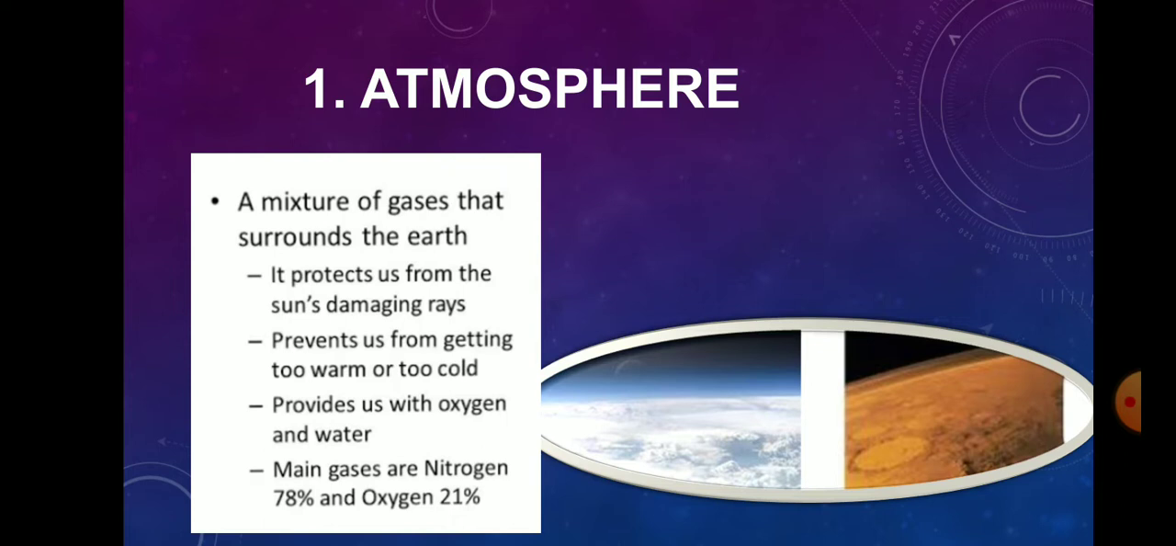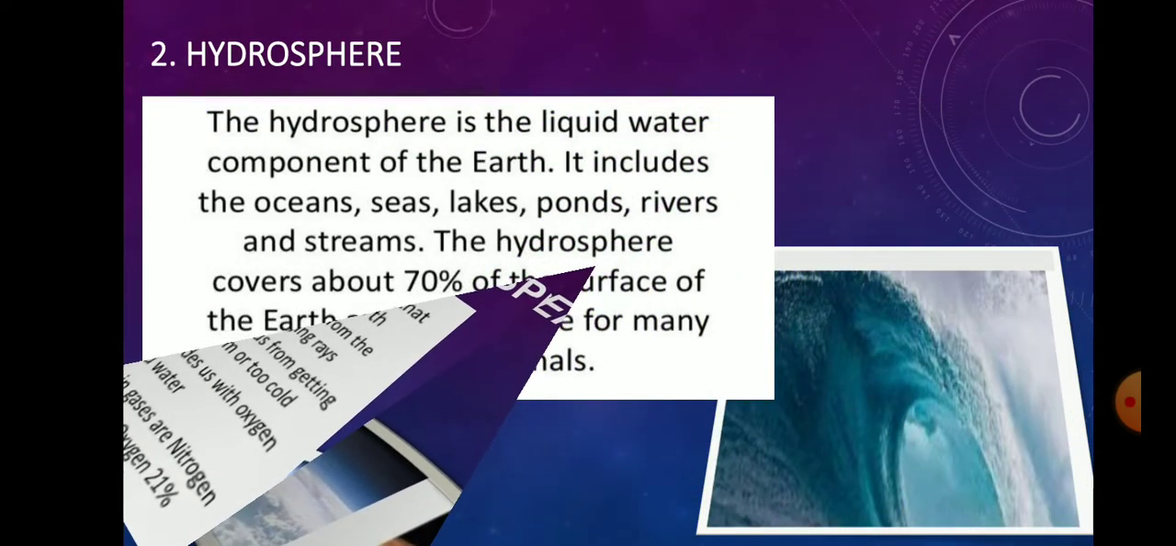Without the atmosphere, days would become extremely hot and night would become extremely cold. And all living things on earth will not exist in the world. Let's proceed to number 2.